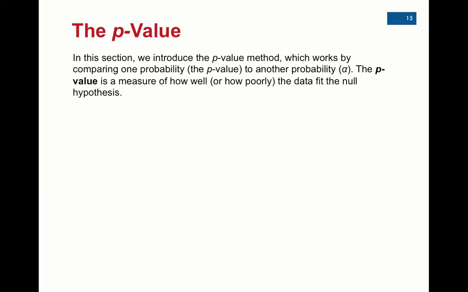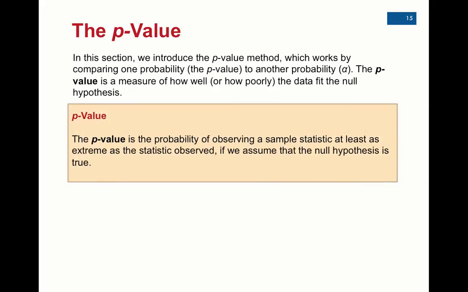So the p-value measures how well or poorly the data fit the null hypothesis. So the big thing here is that we compute the p-value, which is the probability of your evidence, basically the probability of observing a sample statistic at least as extreme as the statistic that you got. So in other words, it's the probability of your evidence or anything more extreme if we assume that the null hypothesis is true.